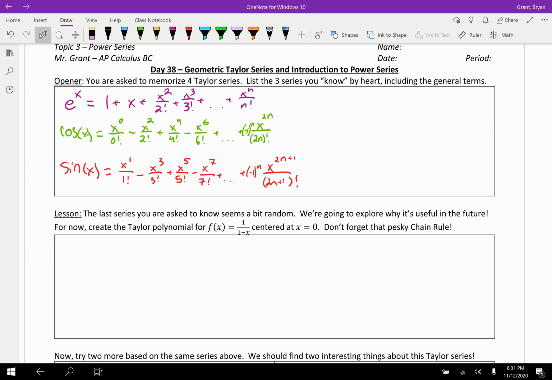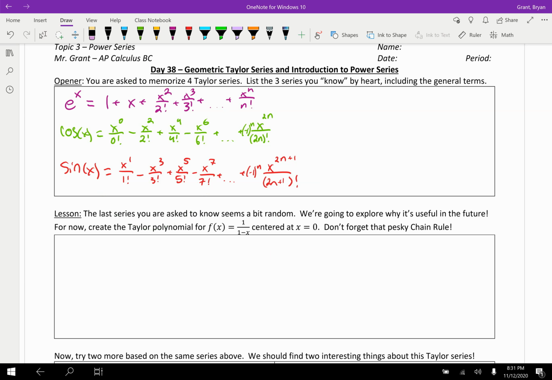Okay, the last series that you're going to be asked to know will originally seem a little bit random. E to the x, cosine, sine, all those make a lot of sense because they're transcendental functions. We don't know how to calculate them without a calculator, but this is easy to do without a calculator. Cool. We are going to explore why this function is useful in the future, and we'll see a little bit today, but much more when we come back to this.